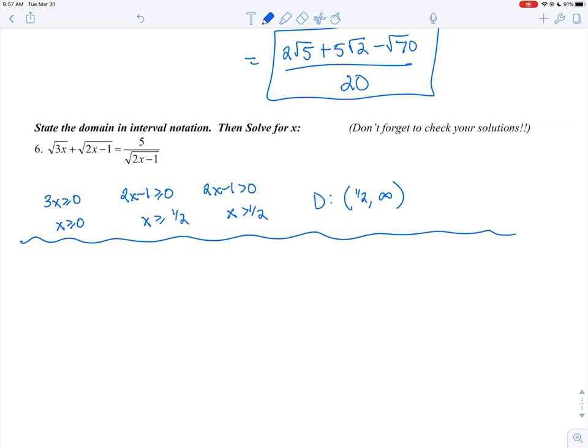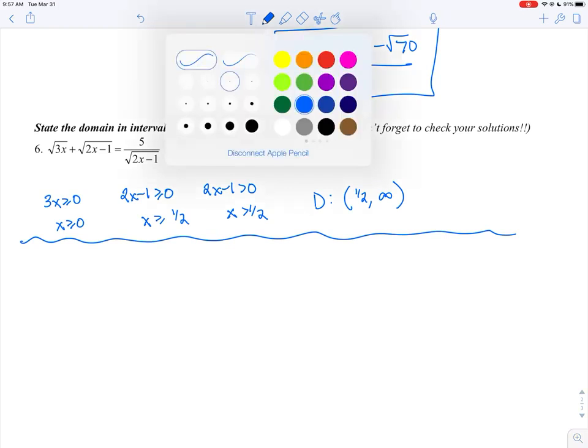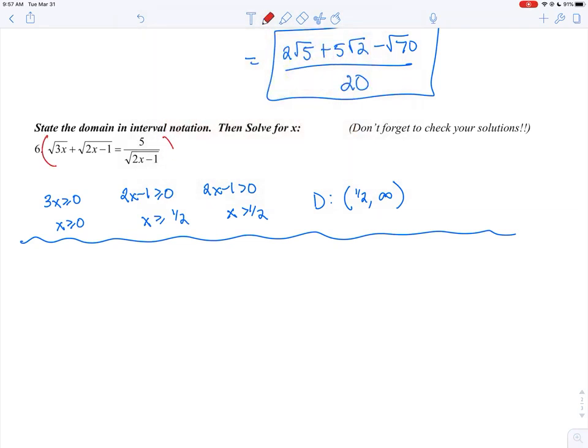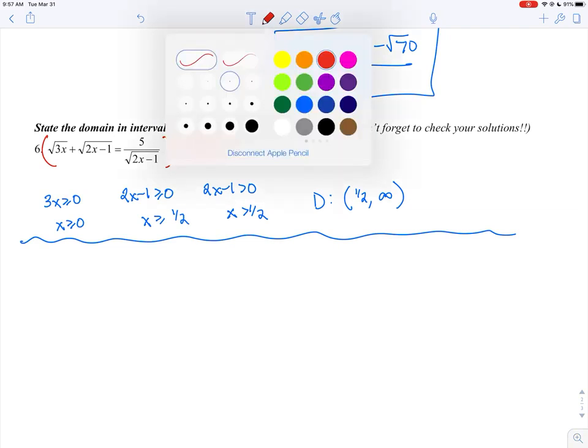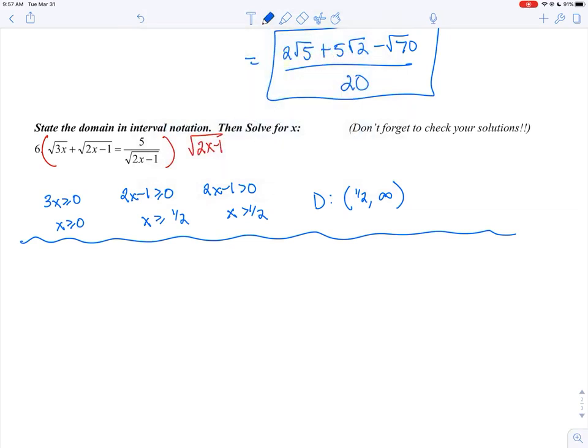All right, so with this particular one, you might remember from Mr. McGivney's videos that we're trying to get an LCD for this, right? Once we get that common denominator, we can just get rid of it as we've seen before. So I can take this entire thing, and if I just multiply everything by the square root of 2x minus 1, that's going to work itself out here. So the square root of 2x minus 1 times the square root of 3x, we're going to end up with the square root of 6x squared minus 3x. Right, got to distribute that through.